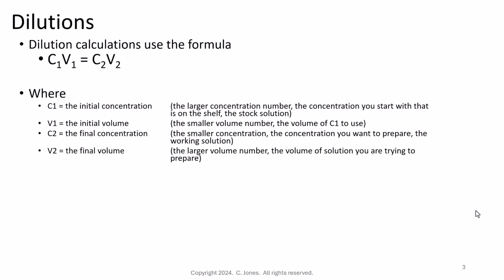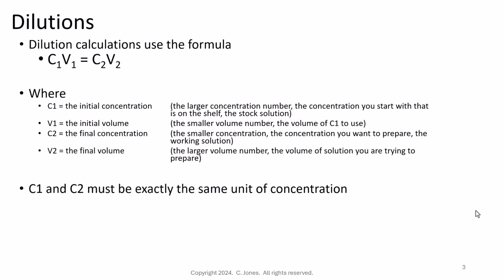Okay, now I said that C1 V1 equals C2 V2 applies to any units of concentration, but there is a caveat to that, right? There is a catch. And the catch is C1 and C2 must be exactly the same unit of concentration. Doesn't matter what that unit is, but they must be the same. So C1 and C2 must both be molarity, or they must both be percent weight volume, or percent volume. So if C1 is given to you in molarity and C2 is given to you as a percent, then you must convert one unit of concentration into the other so that they're both the same.